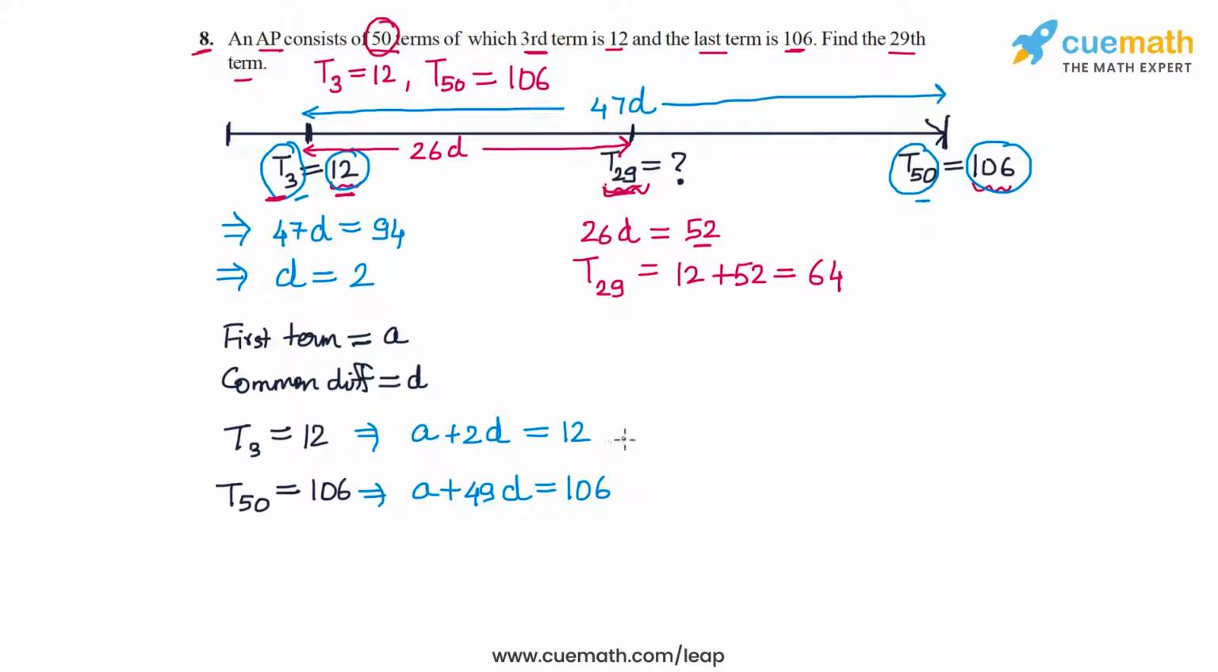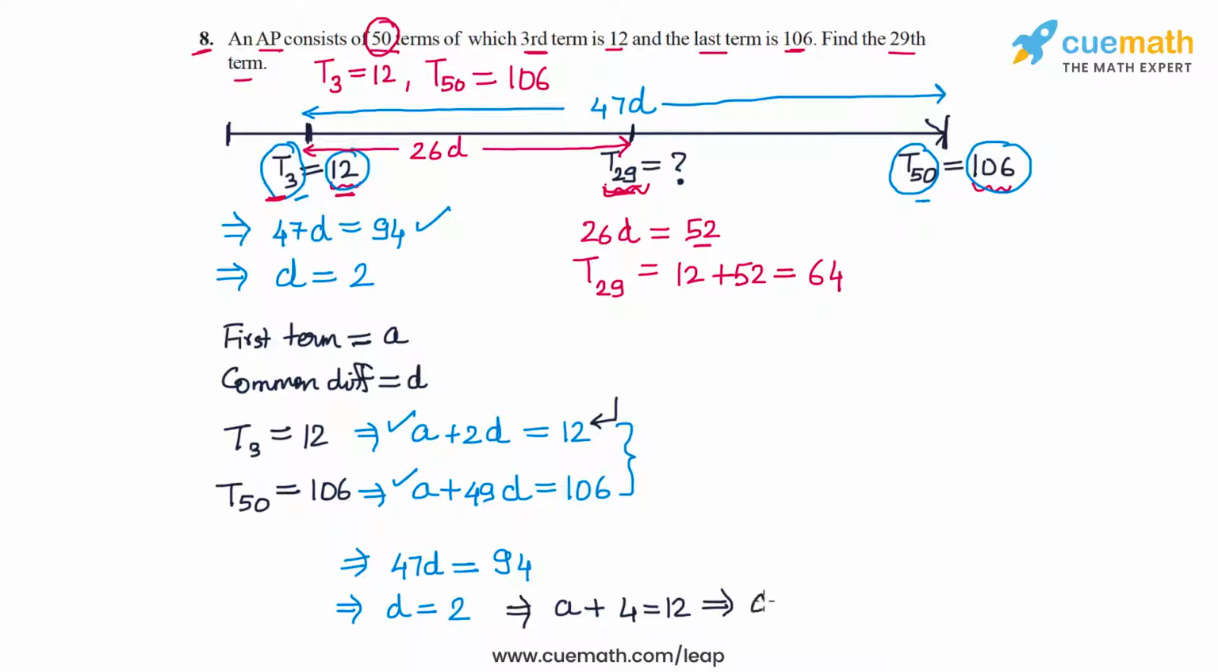And once again, just like in the last question, you can solve this pair of linear equations in A and D by elimination. So you subtract this first equation from this second equation, you will get 47D on the left side and 94 on the right side. And this is the exact same equation you got earlier using the more visual approach. So 47D is equal to 94, or D is equal to 94 by 47, or 2. Now using this, let's find the value of A. Let's substitute this value of D into the first equation. So we get A plus 2D, or A plus 4, is equal to 12, and this means that A is equal to 8. So the first term of the AP is 8.